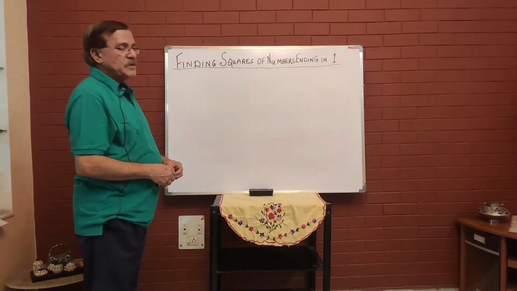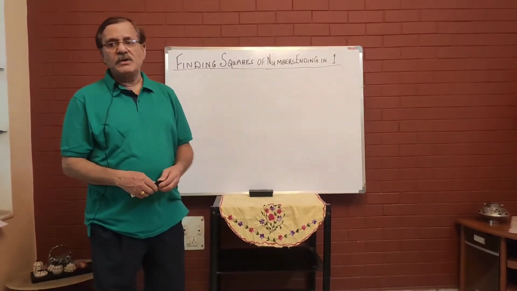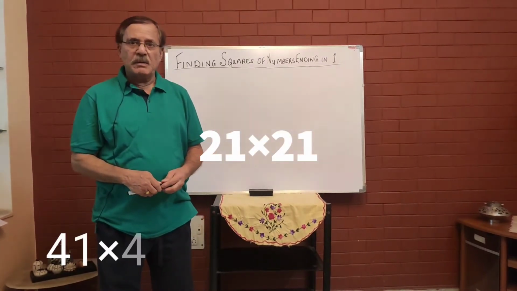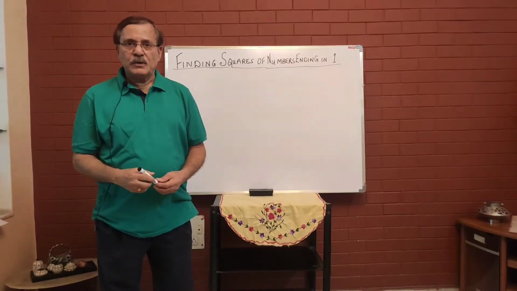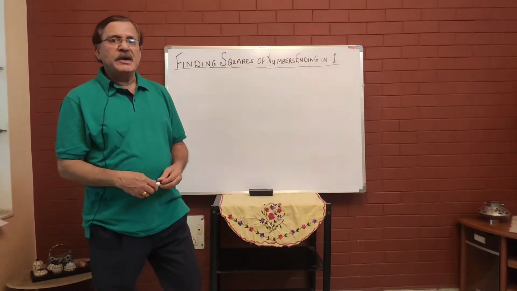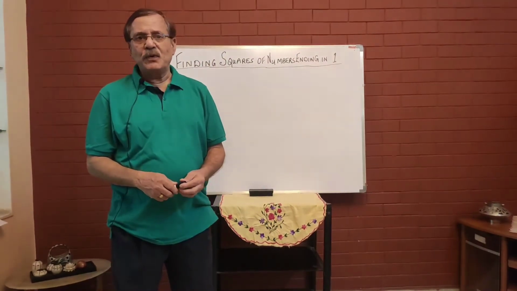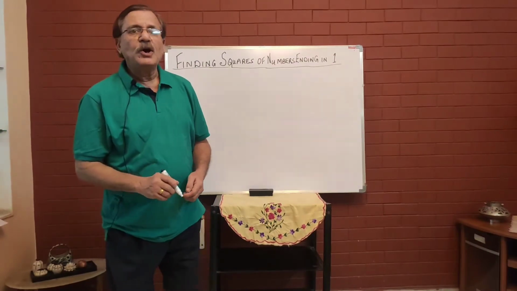Today we are going to study finding squares of numbers ending in 1. Squares of numbers means 21 multiplied by 21, 41 multiplied by 41, 91 multiplied by 91, and so on. The technique is very simple and easy, and you just have to follow the steps to get the answer to these questions.